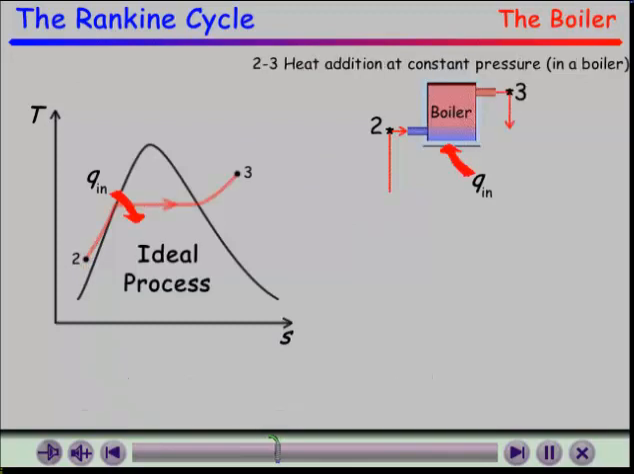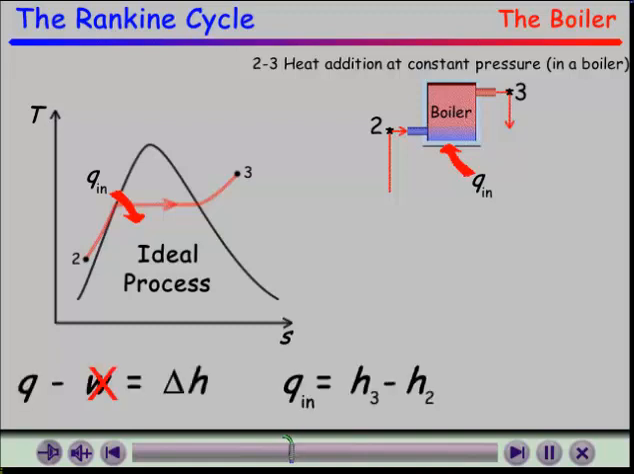Water enters the boiler as a compressed liquid at state 2 and leaves as a superheated vapor at state 3. The boiler is a large heat exchanger. The heat source can be a nuclear reactor, hot exhaust from a gas turbine, oil, natural gas, a coal fire, or other sources. The heat added in the boiler is measured by the change in enthalpy between the 2 state points. These enthalpy values are provided in the steam tables.